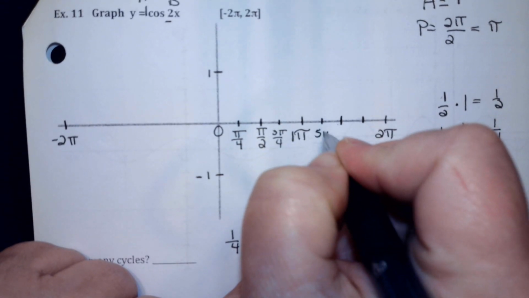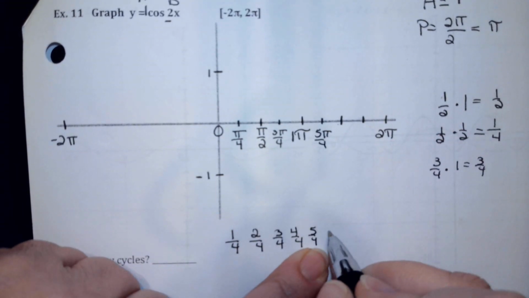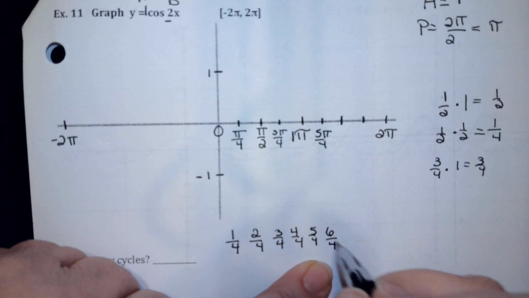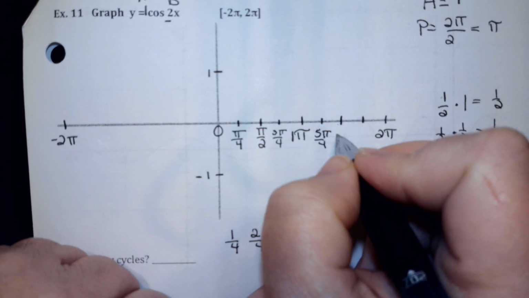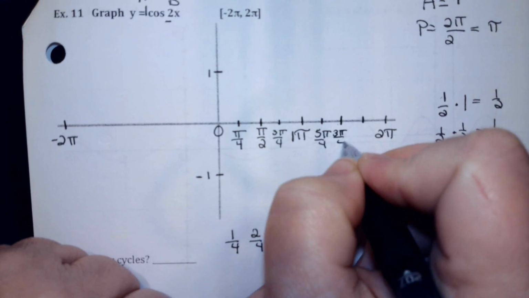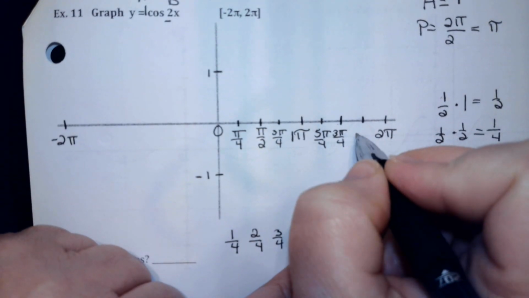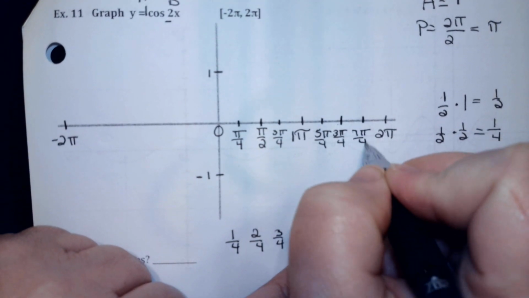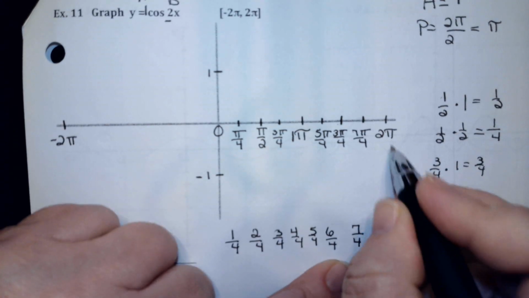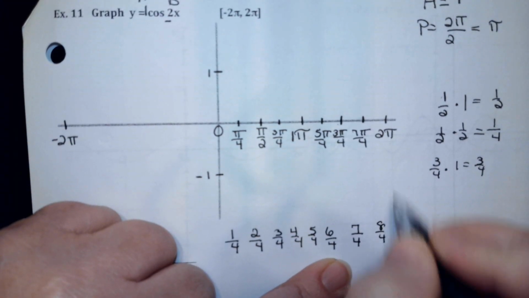5/4. So 5 pi over 4. Our next one would be 6/4, but 6/4 reduces to 3/2. So this is 3 pi over 2. Then we got 7/4, so this one right here is 7 pi over 4. And then we got 8/4, and 8 divided by 4 is 2.